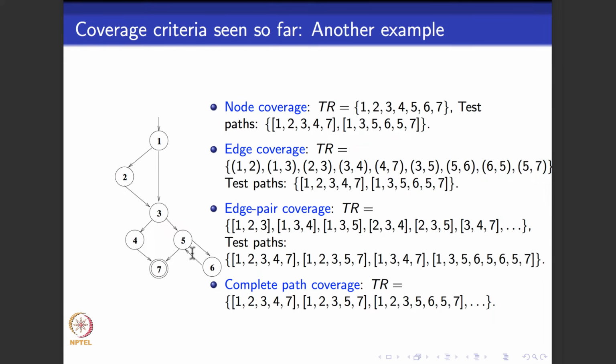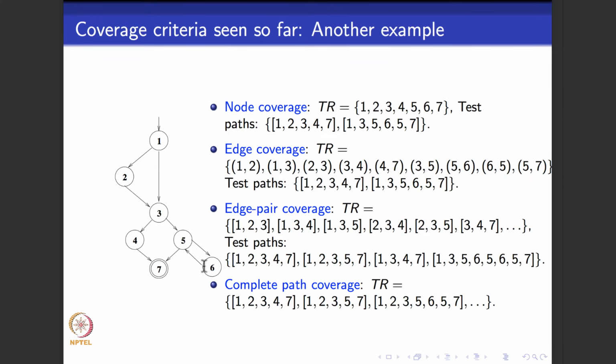Now complete path coverage for this graph, please remember this graph has a loop here from 5 to 6. So for complete path coverage for this graph, the test requirement will not stop. It will go on listing paths, right? Because I have this path which skips the loop. I have this path which also skips the loop. But then I have to take this path which enters the loop. Once I enter the loop, I have a path that looks like this, which visits the loop once.